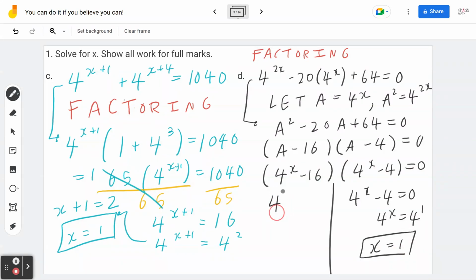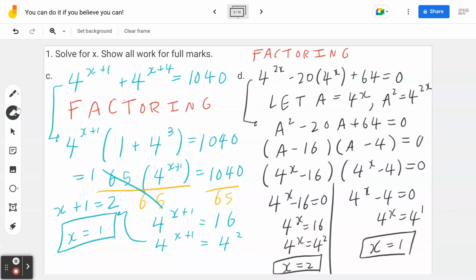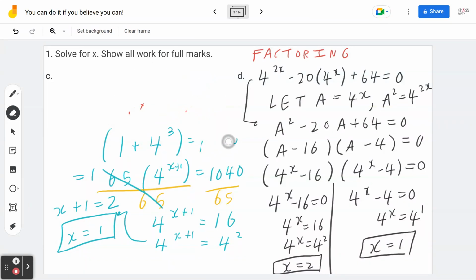If I go back to the first column, 4 to the x minus 16 is going to be 0. 4 to the power of x equals 16. And of course, 16 is the same as 4 squared. So in this case, x is going to be 2. If you would like to double check, go for it. And if not, that's okay too.